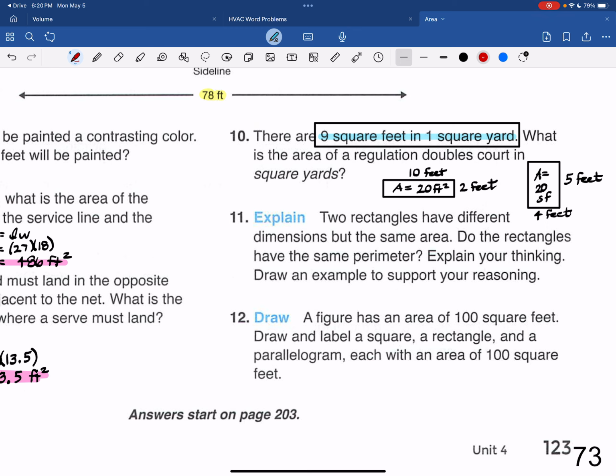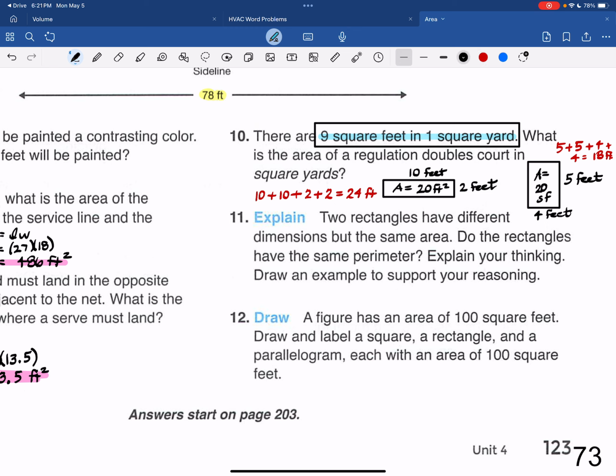So for this long skinny rectangle, we have a 10 plus a 10 plus a 2 plus a 2. So our perimeter is actually 24 linear feet. And then over here we have 5 plus 5 plus 4 plus 4. So our perimeter is only 18 linear feet. So the answer here is no.